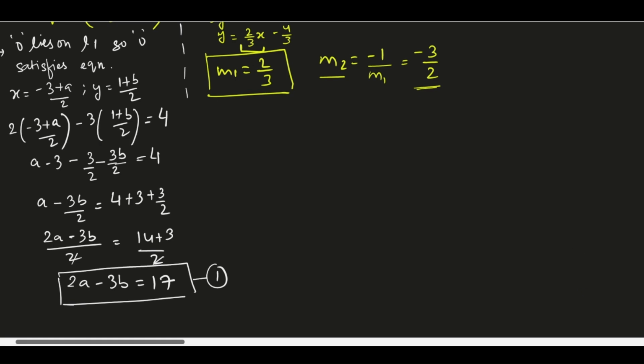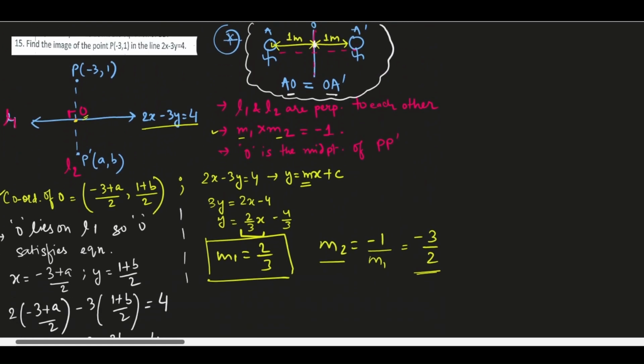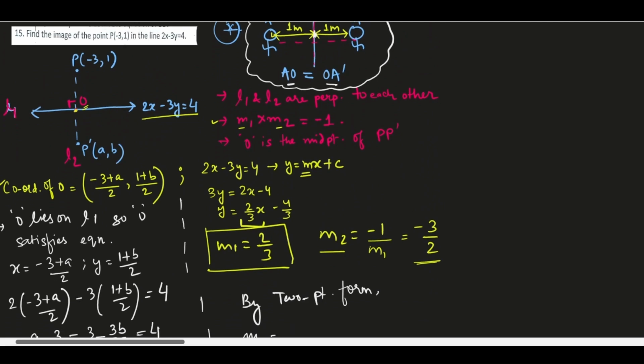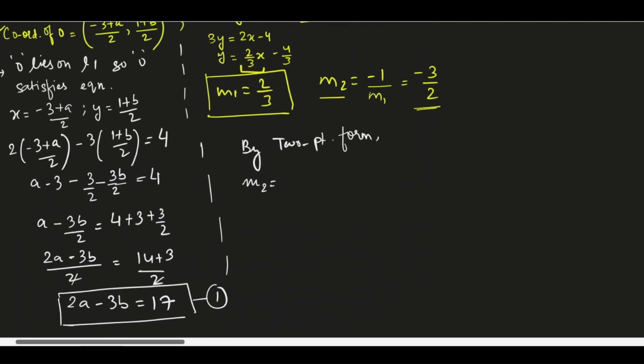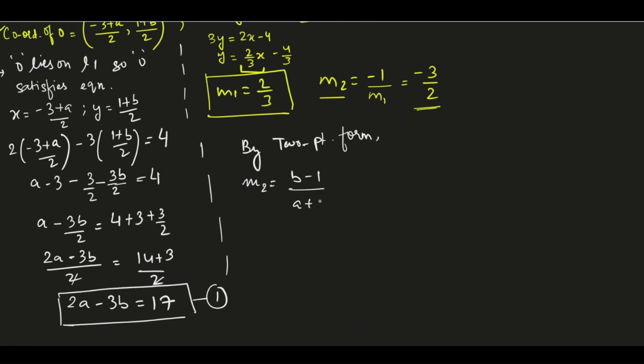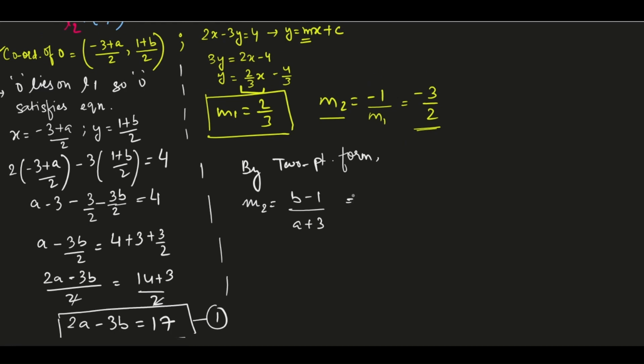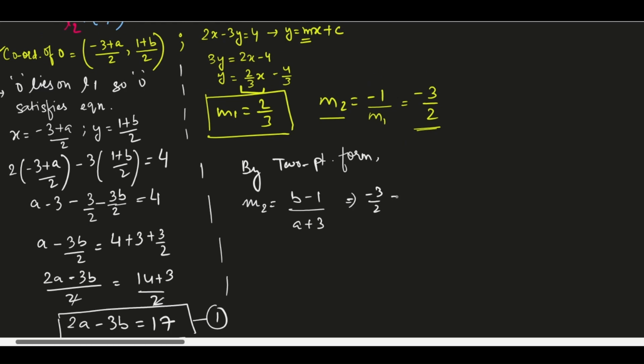सेकंड इक्वेशन निकालने के लिए डायग्राम को फिर से देखते हैं. PP' में we have 2 points, right. So by 2 point form, m2 is equal to y2 minus y1, यानी कि b minus 1 और a+3. तो m2 होगा (b minus 1) divided by (a minus of -3), यानी कि a+3. अब हम लोग को ऑलरेडी पता है कि m2 है -3/2, right. So -3/2 is equal to (b minus 1) divided by a+3.